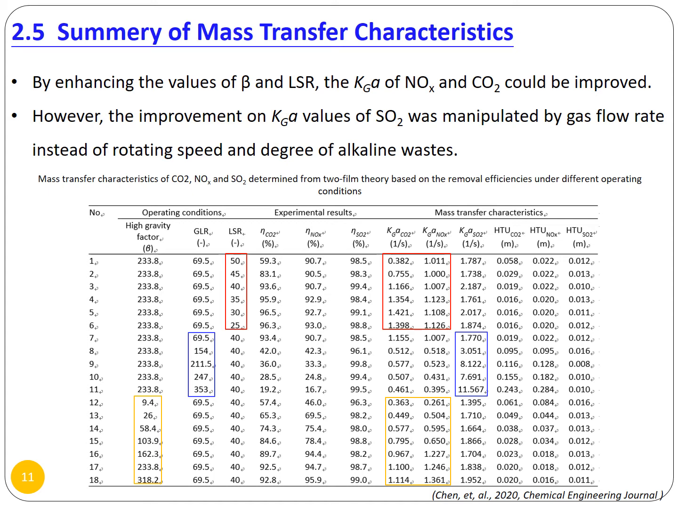When the number was increased, the mass transfer coefficient of CO2 and NOx will be increased because it's affected by the alkalinity and the high gravity effect. On the other hand, the SO2 only can be increased when we increase the GLR number, because the SO2 capture capacity is very large in our system.